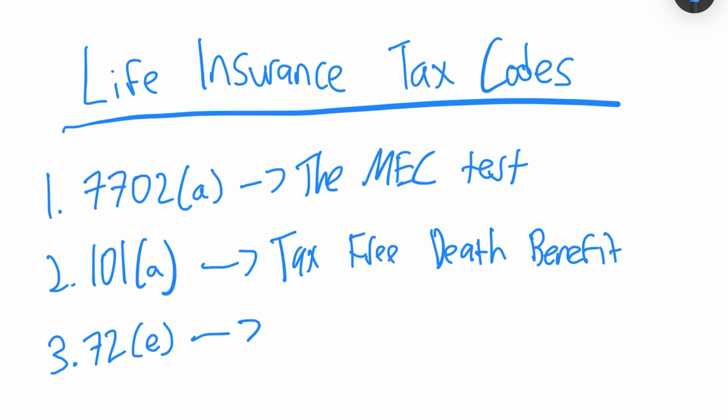Okay. And then the last tax code I'm going to go over today is 72E. 72E is all about how your cash value is taxed inside of your life insurance policy. There are a couple of different things to go over. Number one is how your policy is taxed if you do not have a MEC. If your policy is still a life insurance policy and not a MEC, your cash value is taxed based on FIFO, which is first in, first out.